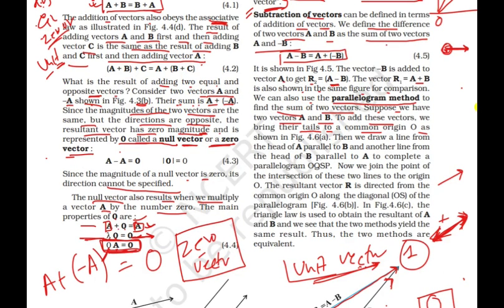In the parallelogram, we bring their tails to the common origin O as shown, and then we draw a line from the head of A parallel to B, and another line from the head of B parallel to A, to complete the parallelogram OQSP. Now we join the point of intersection of these two lines to the origin. The resultant vector R is directed from the common origin O along the diagonal OS of the parallelogram. In 4.6c, the triangle law is used.